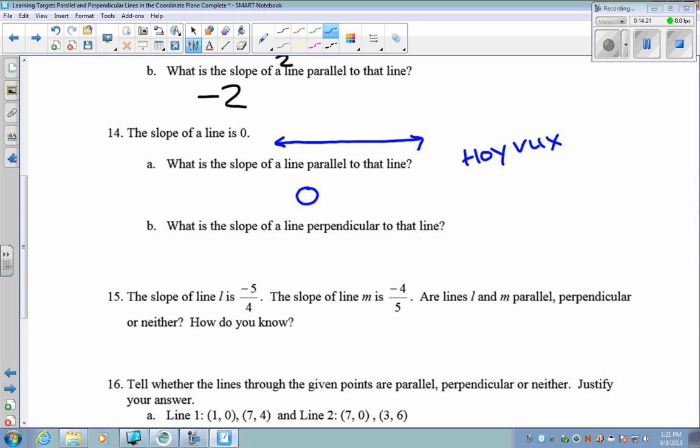Now, a perpendicular line would be a vertical line, and if you think back to HOY-VUX, vertical lines have undefined slopes.